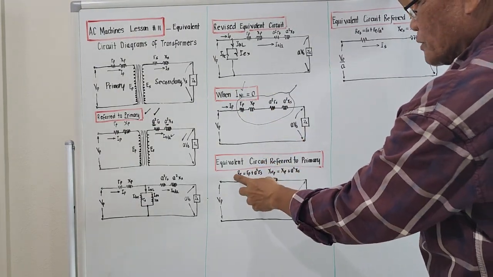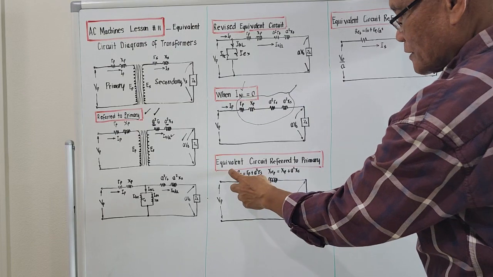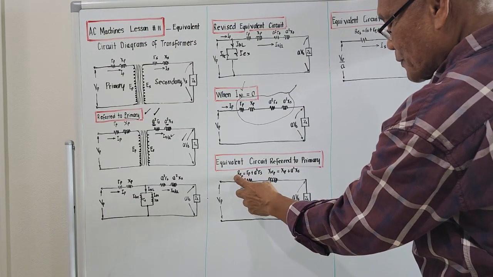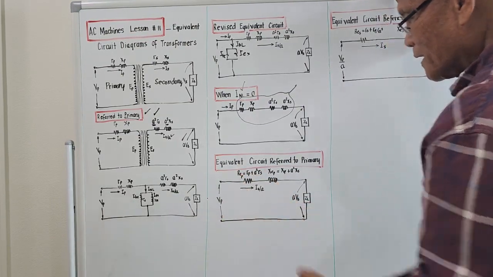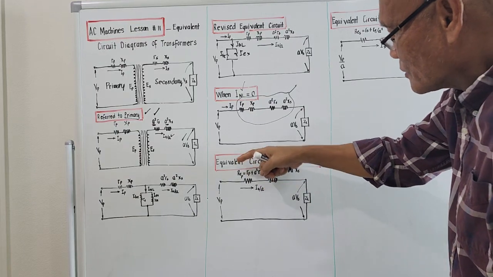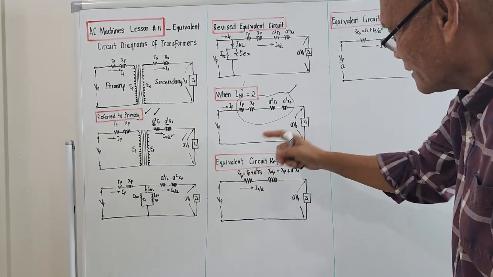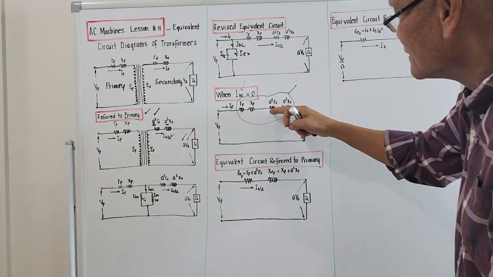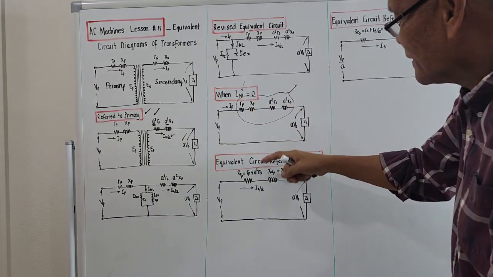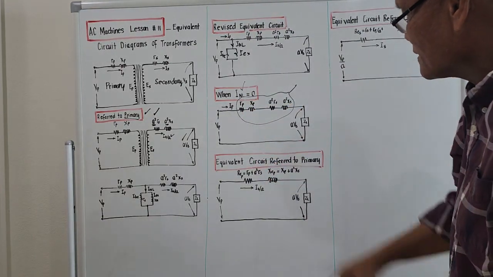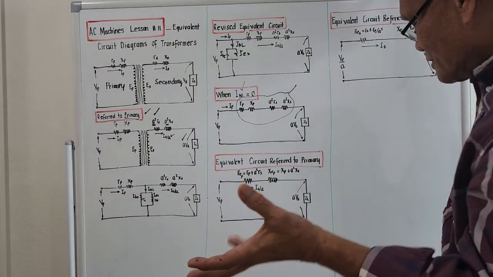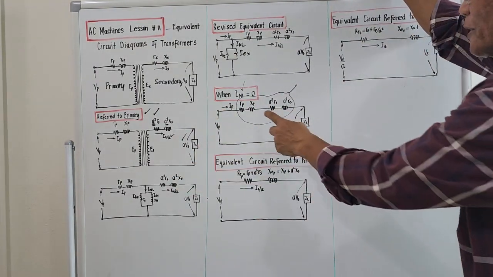So we term this one as capital letter R with the subscript E, again with the subscript P, meaning the equivalent resistance referred to the primary, which is the sum of these, the real part, R sub P plus A square R sub S, and the imaginary part of the impedance drop is X sub P.